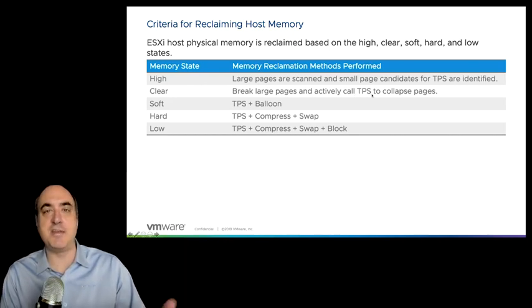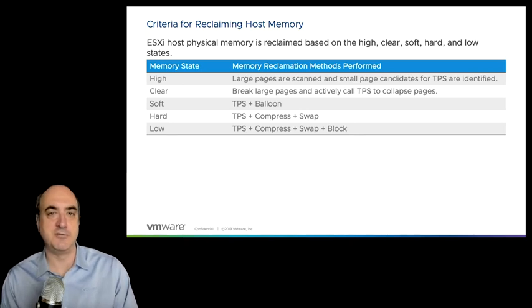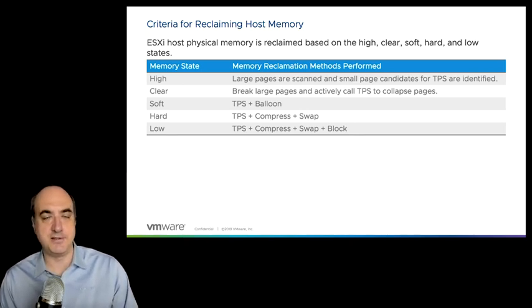As soon as they've done that, then page sharing can start looking for page sharing opportunities for any pages that are allowed to be shared. And the goal of this is to bring the system back to high. But if that's not enough, then the system may transition into what's called the soft memory state. Soft is now when we're going to start ballooning. The goal of ballooning is to bring it back up to at least clear or high. But if it's not sufficient, it may transition into hard, where now compression and swapping will begin. And then that is, again, supposed to take us to high if we do it properly.